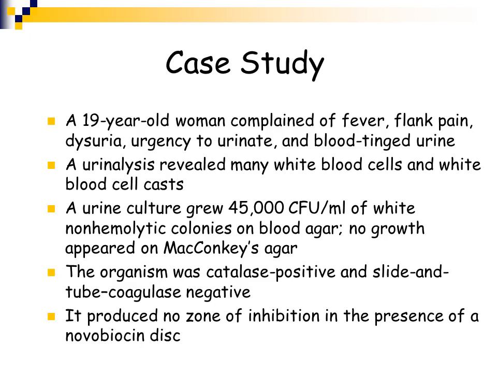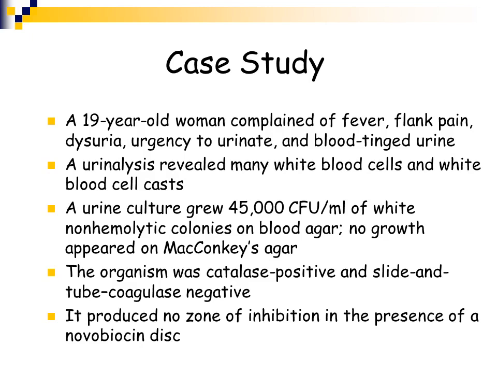We're going to review a case study. A 19-year-old woman complained of fever, flank pain, difficulty urinating, feeling like she had to urinate a lot, often urgency to urinate, and had blood-tinged urine. The urinalysis revealed many white blood cells, and there were also casts in the urine that contain white blood cells. The urine culture grew 45,000 colony-forming units per mL of a white, non-hemolytic colony on blood agar, and there was no growth on MacConkey agar.